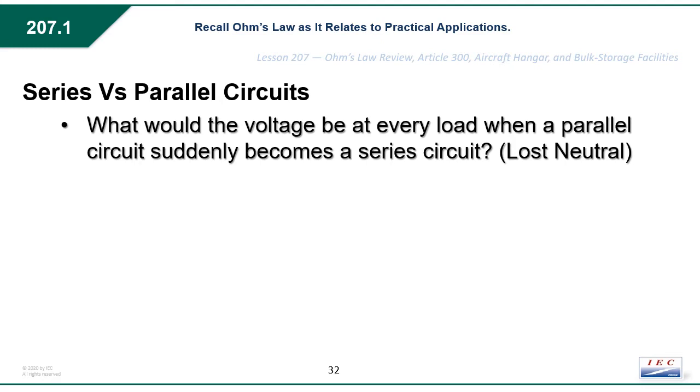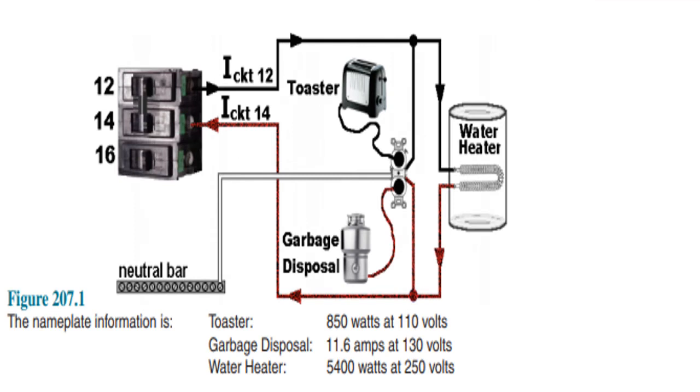Series versus parallel circuits. You will see questions like this. What would the voltage be at every load when a parallel circuit suddenly becomes a series circuit, aka you lost the neutral? Because before it was a parallel circuit, now it's a series circuit. So let's look at an example together. Yep, the ever famous toaster and garbage disposal question. If I have a toaster and a garbage disposal and they're connected to the same outlet, and that outlet is a split outlet, one side's run from one leg, one side's run from the other, equaling 240 at that outlet, but they share the same neutral going back to the neutral bar, what would the voltage be at the garbage disposal if the neutral were lost?